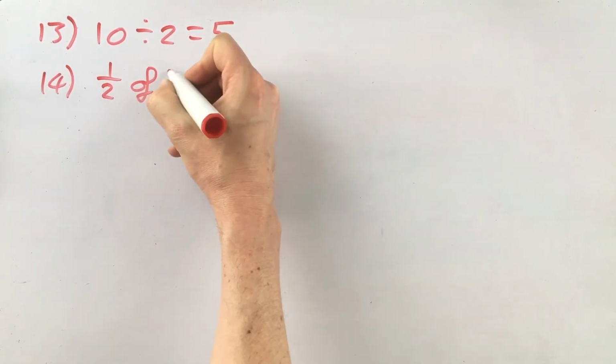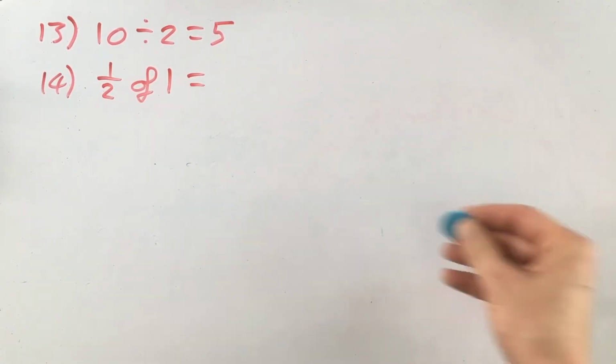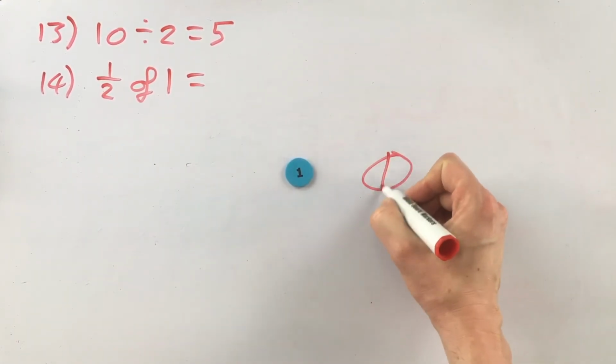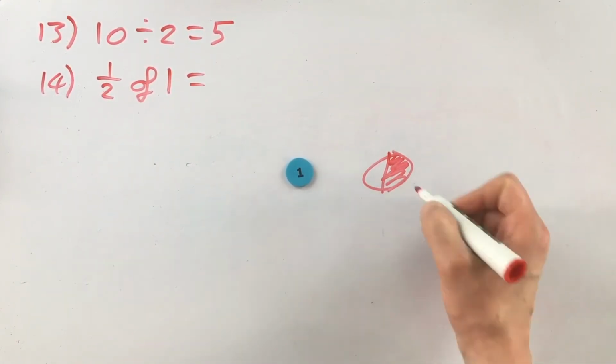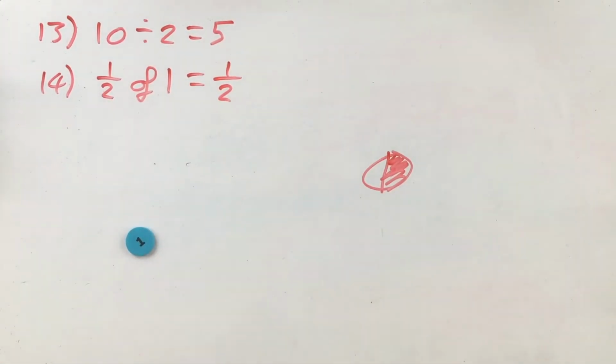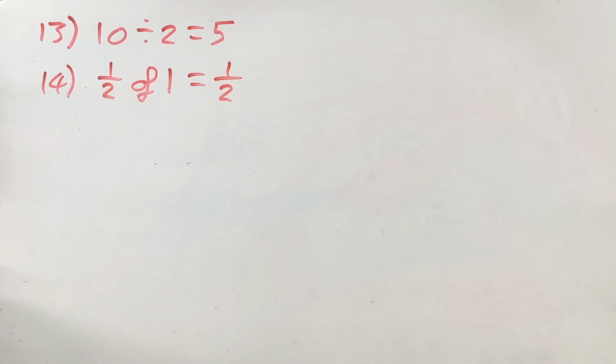Half of 1. So there's 1. And if you find half of a whole one, it's going to be a half. You could also express that as a decimal. If you took your whole one and you exchanged it for 10 tenths.